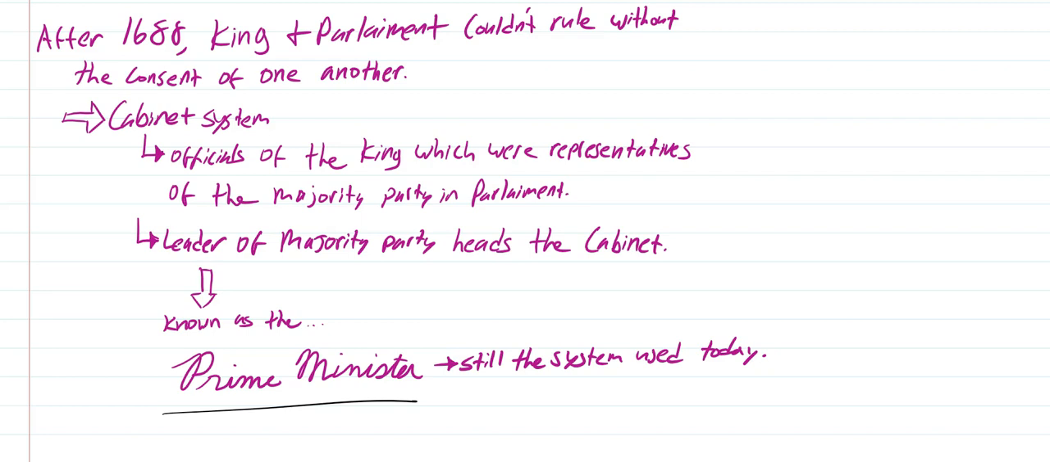And also you can look and see where many other countries in the world today use a system similar to this. Many of those were part of the British Empire that we're going to talk about when we get into imperialism. So there you have it. That's the Glorious Revolution. That's England's step away from absolutism.